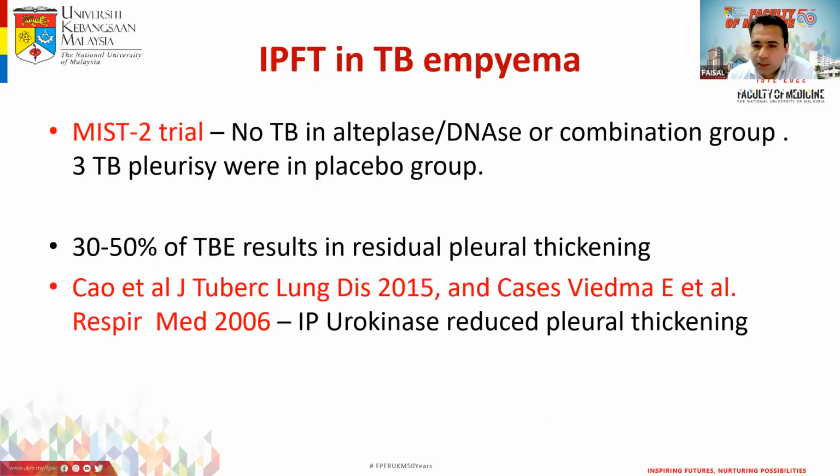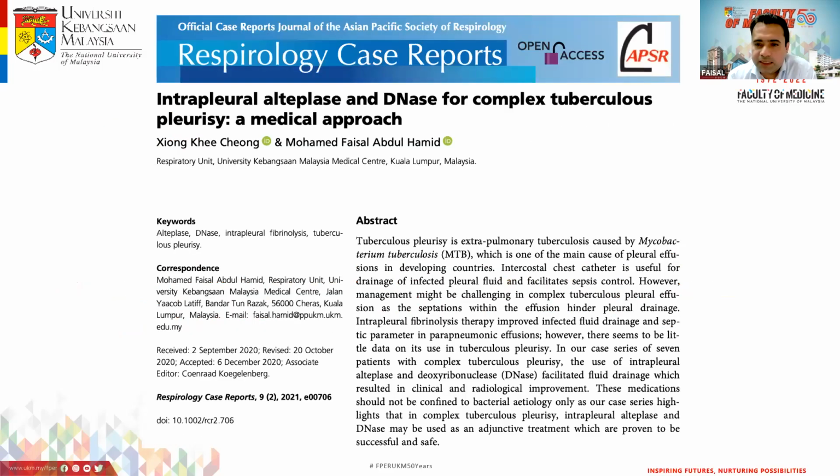All right, and what about using it in TB empyema? If you look at the MIST2 trial, they did not exclude TB in their study cohort. In fact, there were 3 TB patients who were placed in the placebo group. We know that 30 to 50% of tuberculous effusions can result in residual pleural thickening. That is why we need to intervene early. There was actually a paper by Cao et al. published in 2015 that shows that intrapleural urokinase can also reduce pleural thickening.